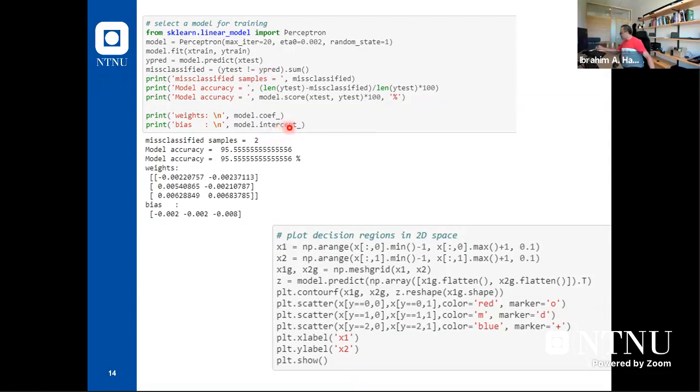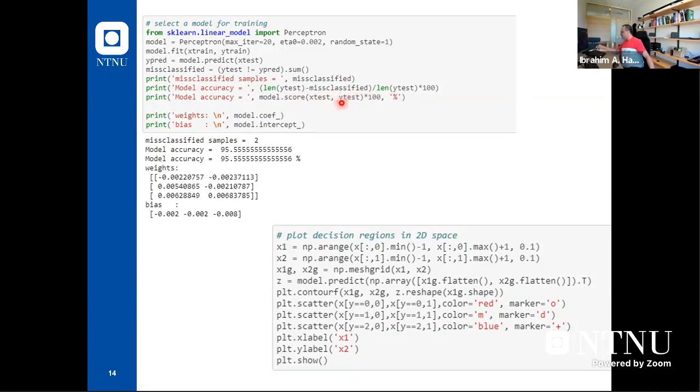So the model accuracy, in fact, you will get the same numbers. The accuracy will be the total number of cases minus misclassified cases divided by the total number of cases. So this one will be the accuracy. You can get the same number also using this function, model.score, X test, Y test.